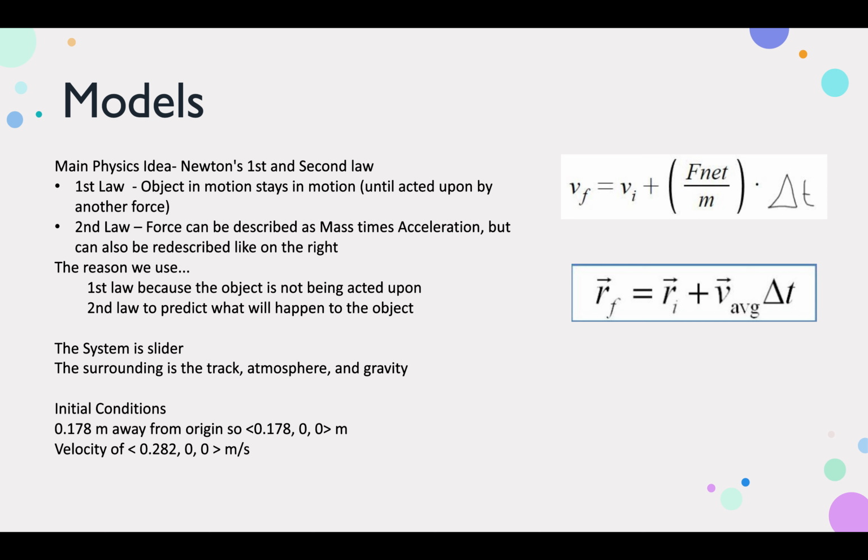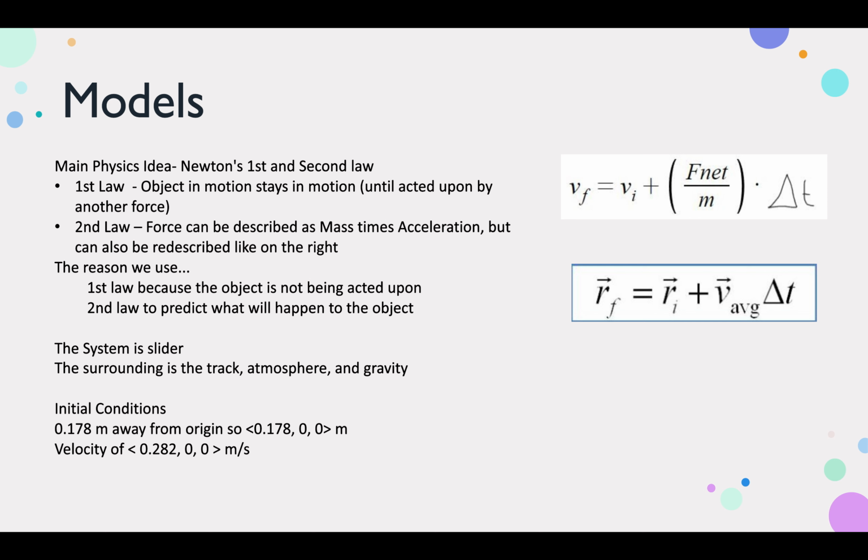The reason we are using these laws is, we use the first law because the object is not being acted upon. We use the second law to predict what will happen to the object as time moves on. And in this experiment, the system is the slider, and the surroundings is the track, the atmosphere, gravity, life in general.